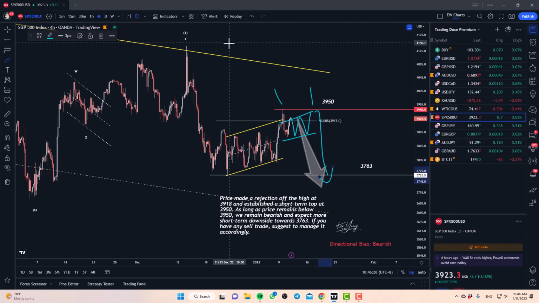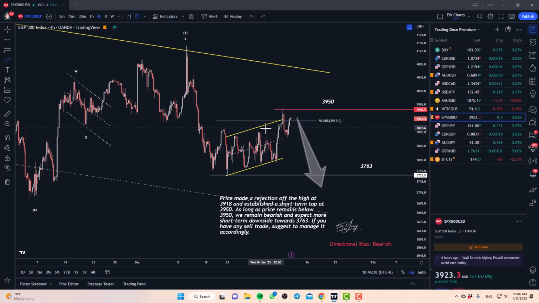Okay, so sometimes you just need to be patient and have the bigger, wider perspective, right? And ask yourself, like, what is the overall structure now? Okay, does it change? Is the overall bias still intact, right? So for now, I'm still maintaining a bearish bias until proven otherwise.